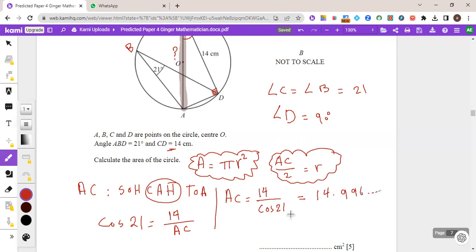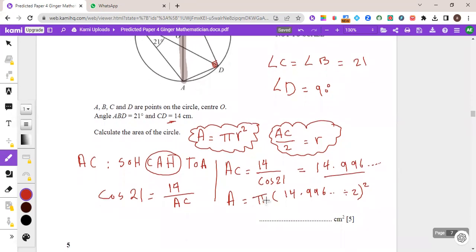$14.96. Yes. So the area will be pi times the r, which is this number divided by 2, squared. So the area will be 176.62, which is 176.6 square centimeters. Of course, this is an approximated answer.